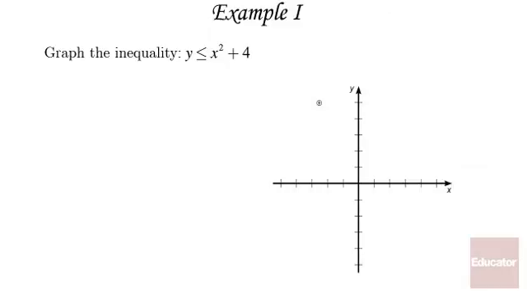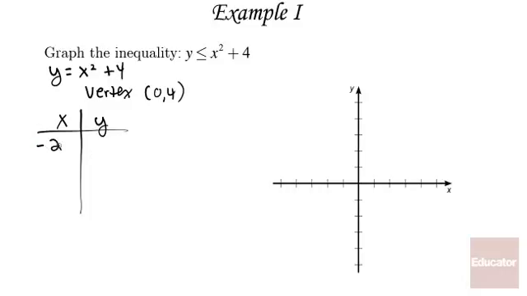Okay, first we're just asked to graph this inequality. And we're going to begin by graphing the corresponding quadratic function, in order to find the boundary line for the solution. The corresponding function is y equals x squared plus 4. This gives me an equation with a vertex at 0, 4. So a vertex at 0, 4. Now let's find some points and then do the graphing.